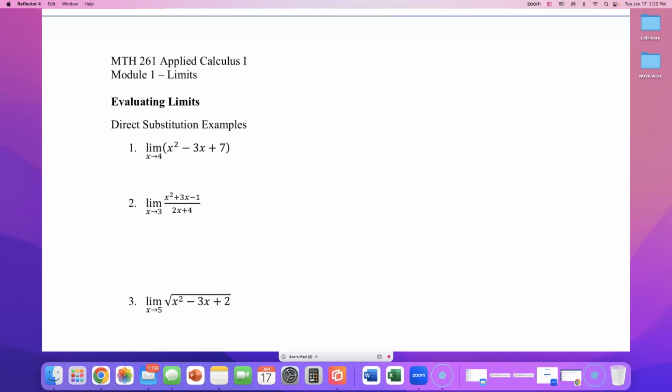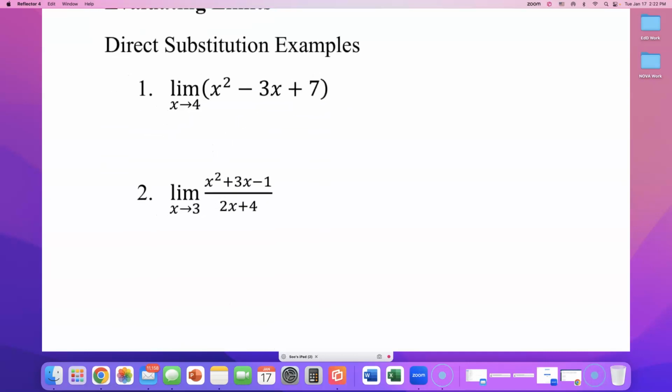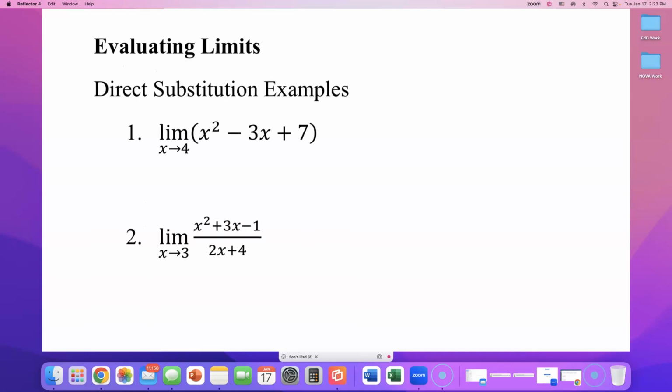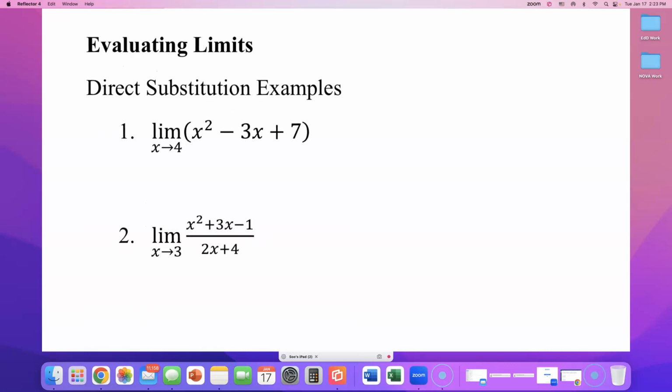I'm going to show you two different methods of evaluating limits algebraically in this video. The first method is called direct substitution, okay? So really, you just plug it in and see if it comes out to be an answer. Sometimes the direct substitution method doesn't work. You'll get 0 over 0, like something undefined. So I'll teach you how to do those ones later, but let's start with the basic direct substitution examples, okay?